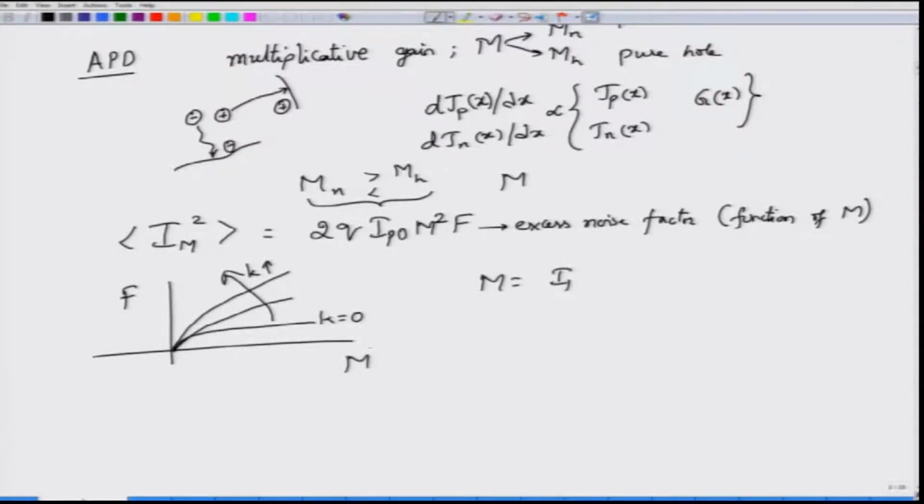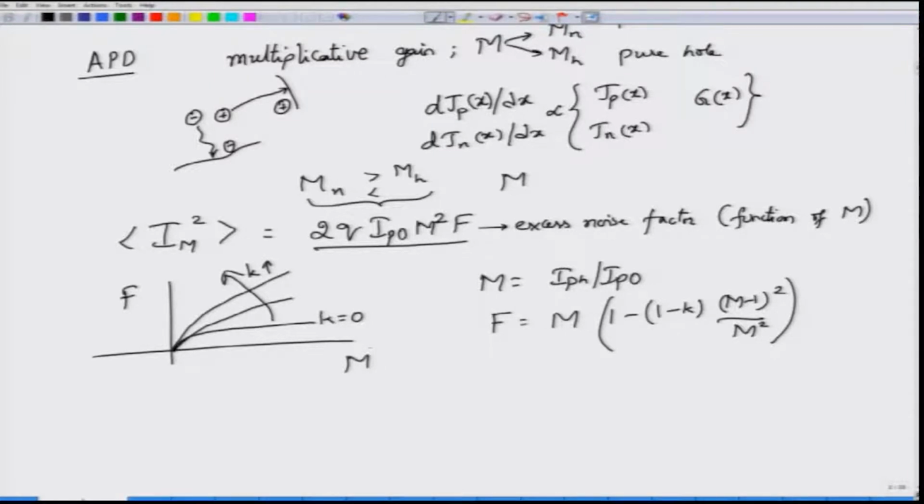The multiplication factor is basically how much photocurrent you are able to generate given the primary photocurrent IP0, whereas the excess noise factor is given by M times 1 minus K, where K is a constant which depends on the ionization parameters, plus (1 minus K) times (M minus 1) whole squared divided by M squared. So, you can see that this excess noise factor is a function of M. Okay. Now, this is all about the APD. We will come back to this equation slightly later.